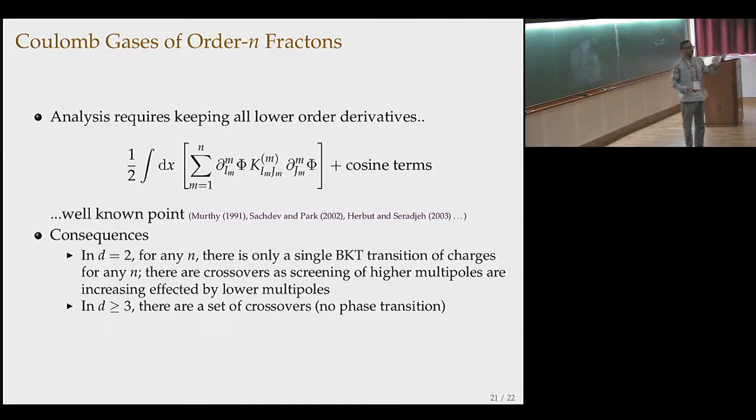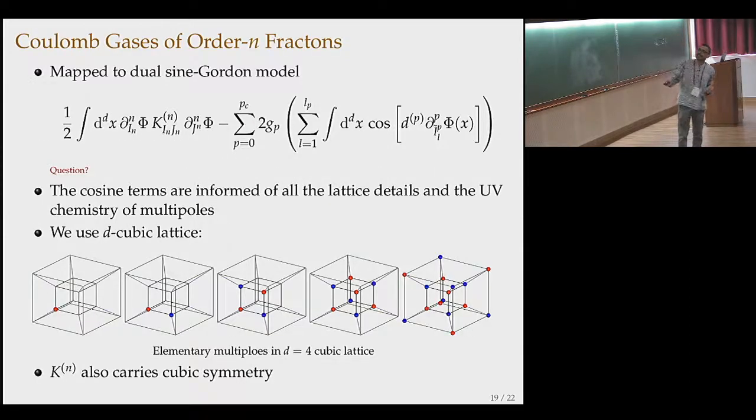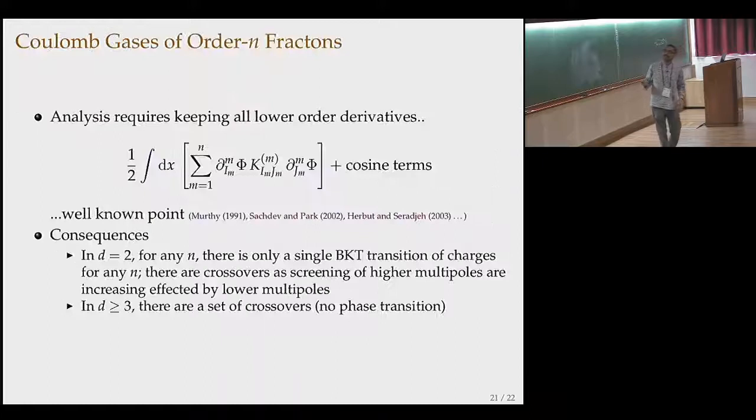So the reason for this, that's why I put this thing as a question here. Actually this theory, I had order n derivatives here. Actually, if I want to keep everything, I have to keep all order derivatives and so on. And that is what gives all this physics. And it's a kind of well-known point, actually.